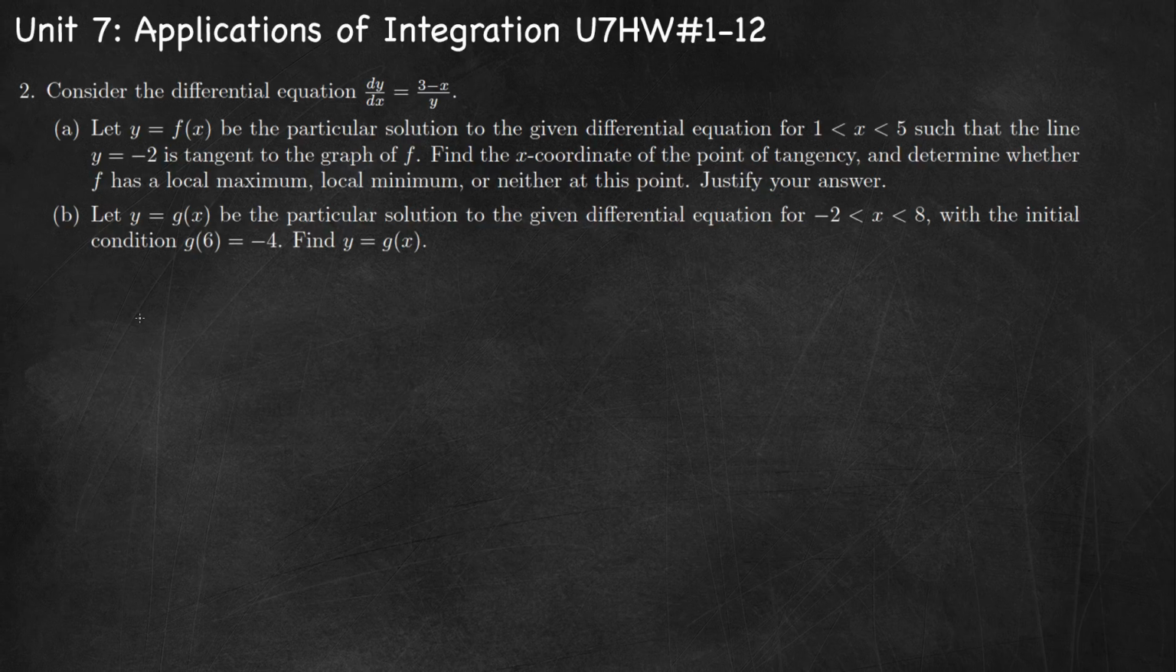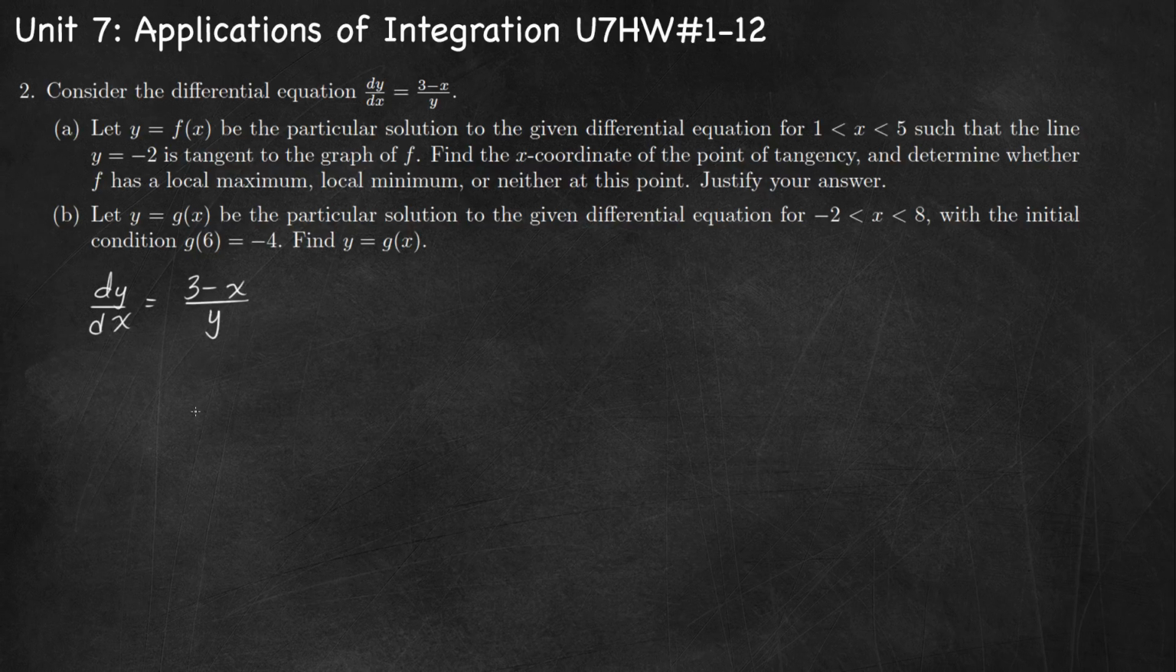Part B, let y equal g of x be the particular solution to the given differential equation on the interval from -2 to 8 with the initial condition g of 6 equals -4. Find y equals g of x. So now we're going to solve our differential equation. I'll recopy it. We've got dy dx equals 3 minus x over y.